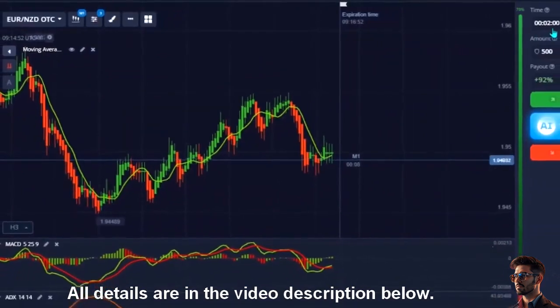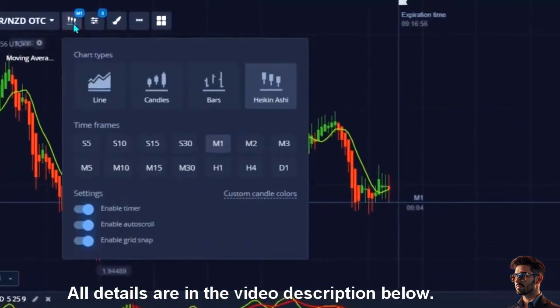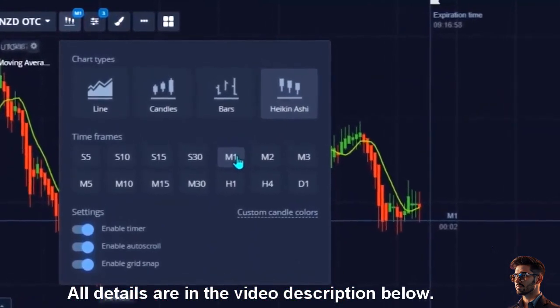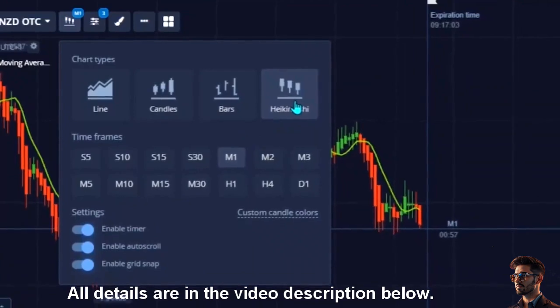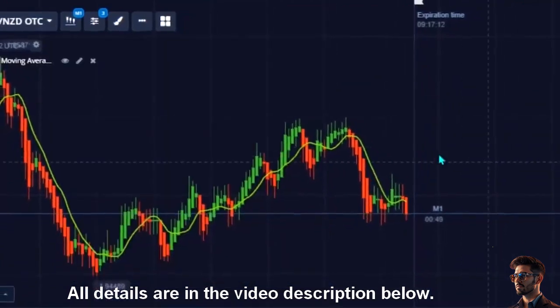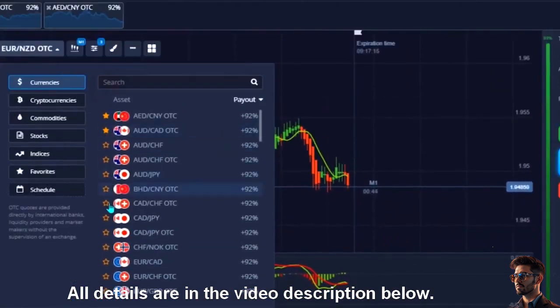So this is a 2-minute strategy. I'll be doing this on a 2-minute trade time, and my candle time frame is 1 minute. I'm using a 1 minute candle time frame, and of course I'm making use of Heikin Ashi candlesticks. So that's pretty much all the setup. I'll be doing it also with the OTC market. The strategy works very powerfully with OTC, so I'll be trading with OTC right now.